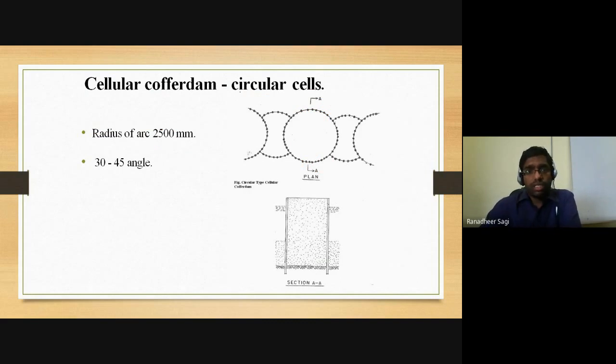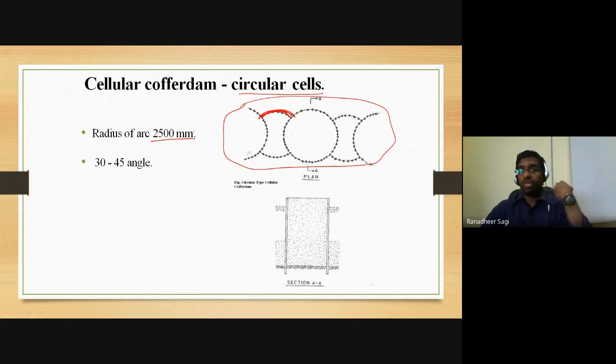So if it is a cellular cofferdam with circular cells, the cross section of the cofferdam typically looks like this in the plan view. Okay, where the radius of this particular arc is typically around 2.5 meters. So 2.5 meters, in the sense you can imagine what is that area in which the construction of the cofferdam is being done.